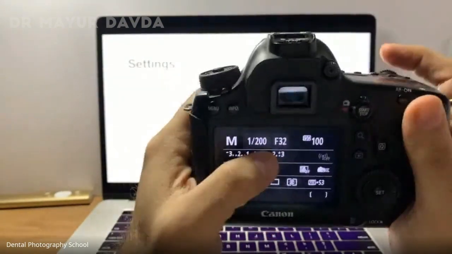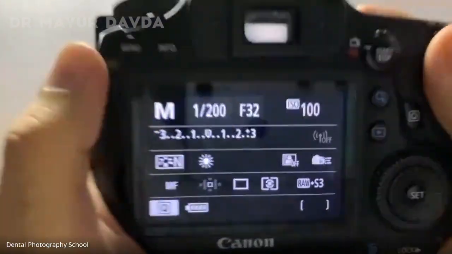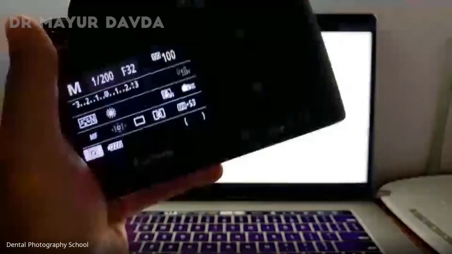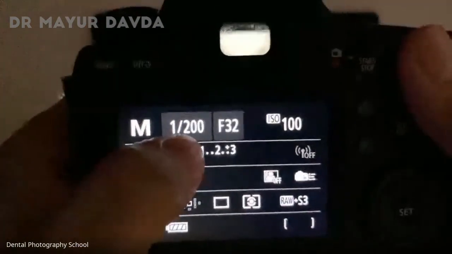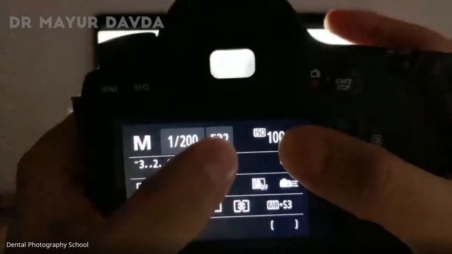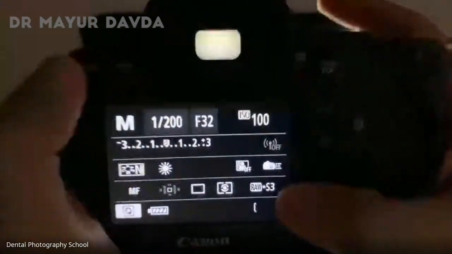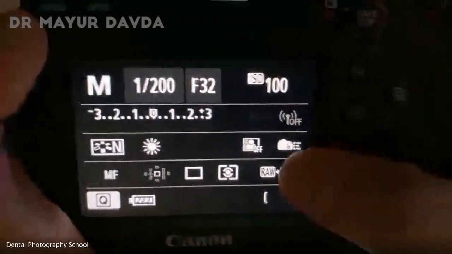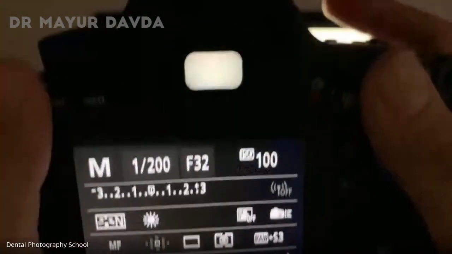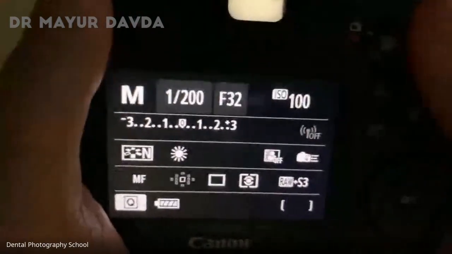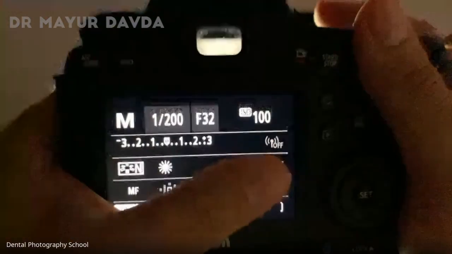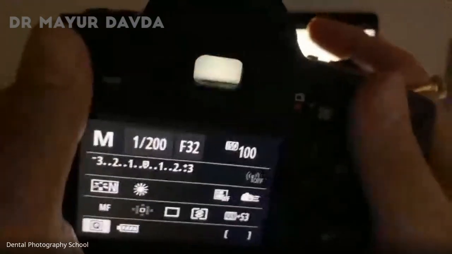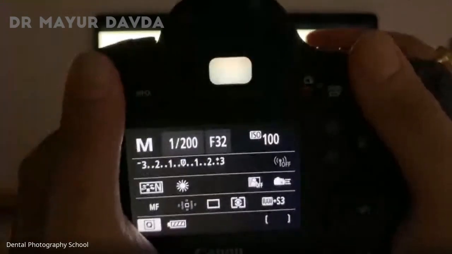And I'll show you. So these are my settings for intraoral photography, quite literally. So for intraoral photography, I use shutter 1 by 200, ISO 100, F32. That's all I see. And obviously one more thing, that's image on RAW. So these are the only four settings that I always check before taking an image. So my camera is ready for intraoral photography, provided I use a ring flash.